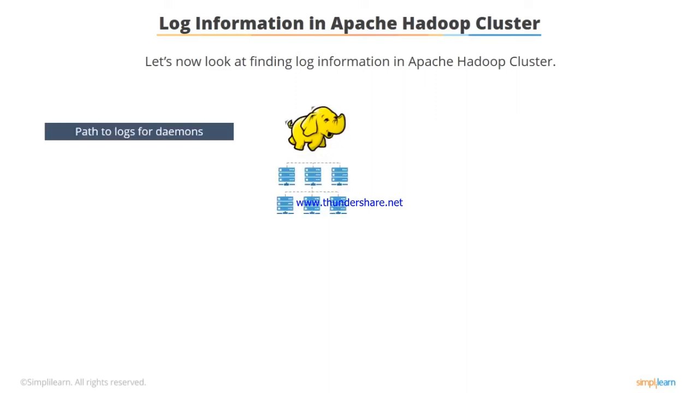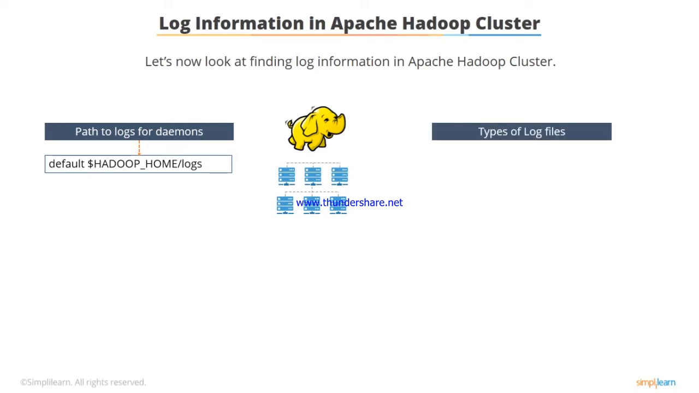Let's now look at finding log information in Apache Hadoop cluster. In the Apache Hadoop cluster, the environment variable set in hadoop-env.sh defines the path where logs for daemons will be stored. The default path is $HADOOP_HOME/logs. Observe the screen to know how the path is specified. Roles in CDH are called daemons in Apache Hadoop. All daemons generate logs on their respective hosts. The logs are placed in the logs directory.